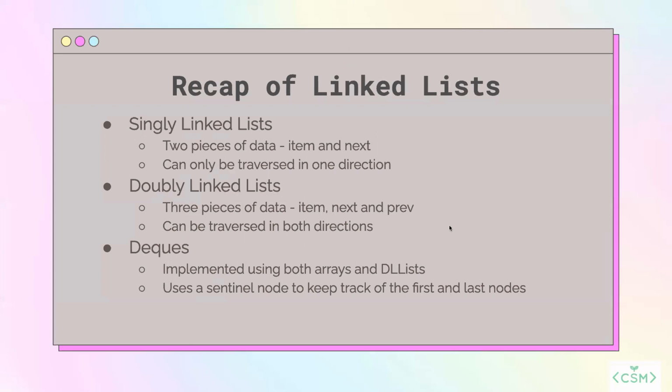All right. And so as a quick recap of singly linked lists: singly linked lists have 2 pieces of data, an item and a next, and can only be traversed in one direction. Doubly linked lists have 3 pieces: item, next, and previous. And finally, decks are implemented using both arrays and doubly linked lists, and use sentinel nodes to keep track of first and last nodes.